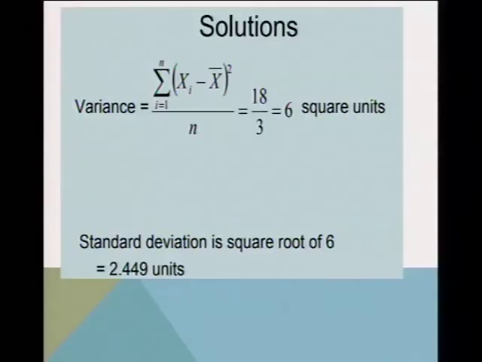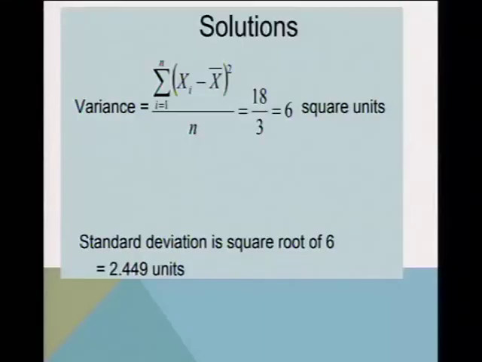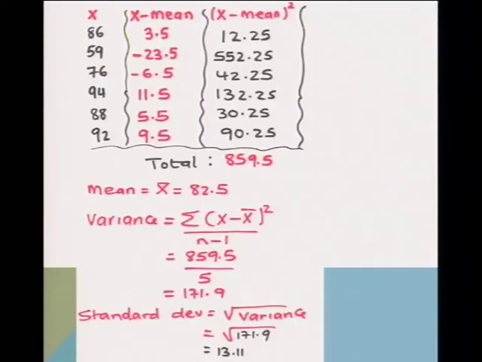You need to divide by n minus 1 always, because whatever amounts you are given are calculated from a sample. But if it's from a population, then you have to divide by n only. Then the standard deviation will be the square root of 6, and the square root of 6 is 2.2449.